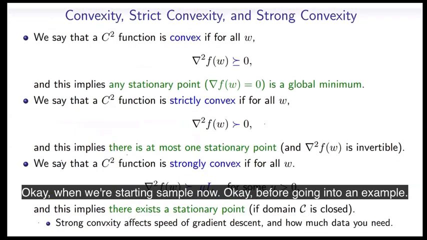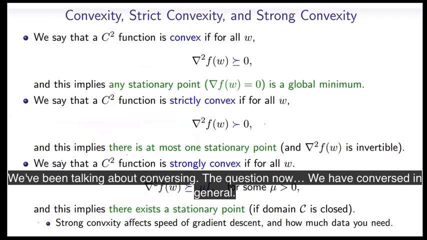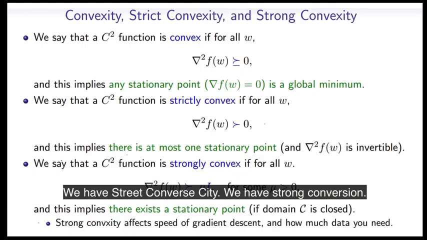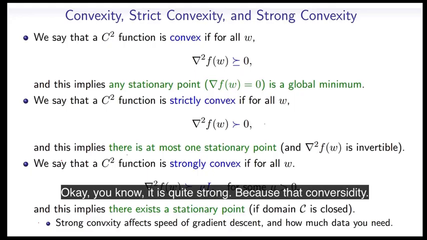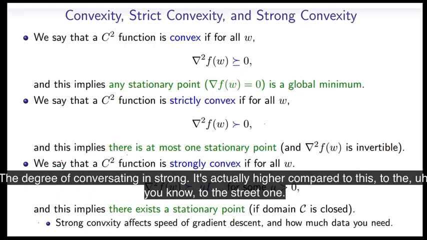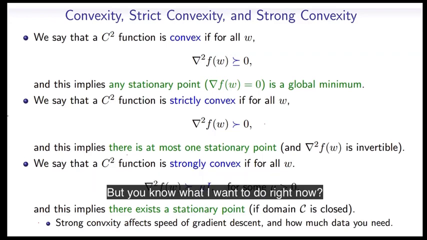Before going into an example, we've been talking about convexity. We have convexity in general. We have strict convexity. We have strong convexity. At times, we may need strong convexity. It is called strong because the degree of convexity in strong is actually higher compared to the strict one. But you know what I want to do right now? I need you to pay attention.